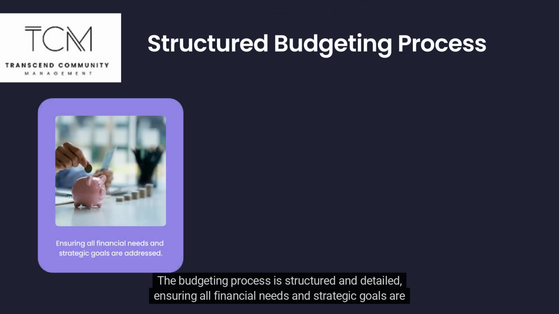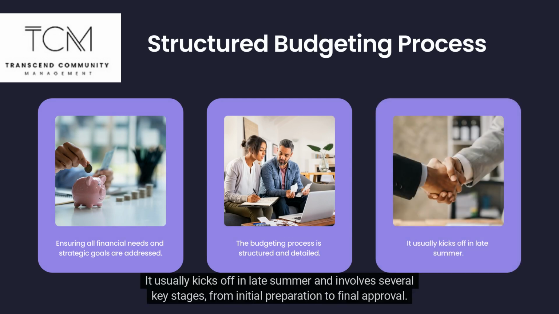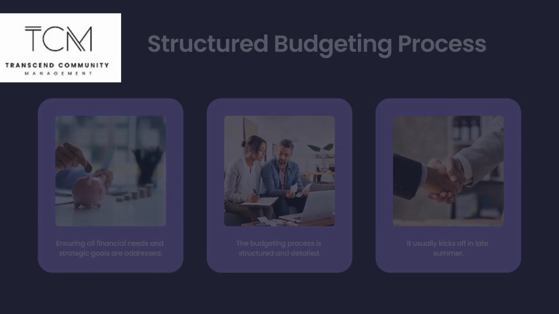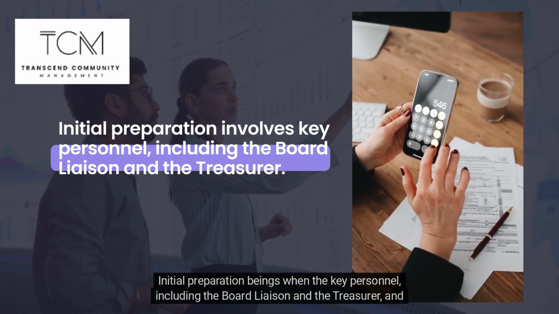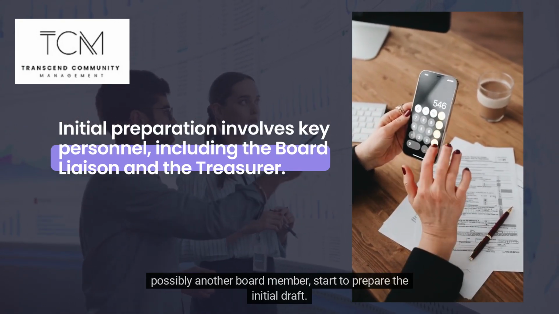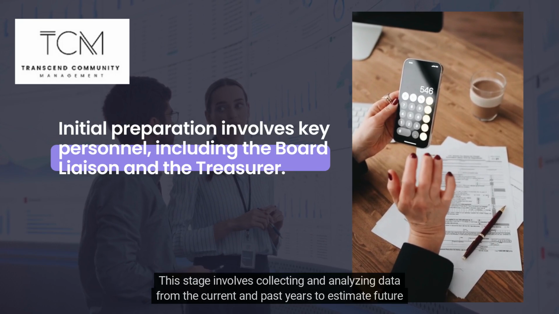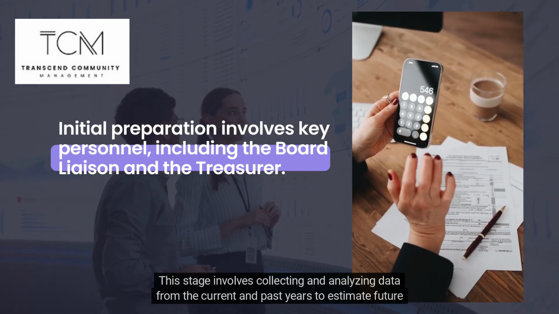The budgeting process is structured and detailed, ensuring all financial needs and strategic goals are addressed. It usually kicks off in late summer and involves several key stages from initial preparation to final approval. Initial preparation is when the key personnel, including the board liaison and the treasurer, and possibly another board member, start to prepare the initial draft. This stage involves collecting and analyzing data from the current and past years to estimate future needs.